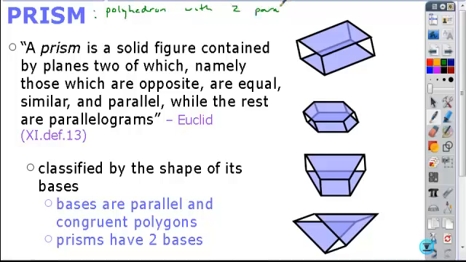with two parallel and congruent bases. Congruent just means equal in all respects. Because it's a polyhedron, those bases are polygons, and they're connected by parallelogram lateral faces.